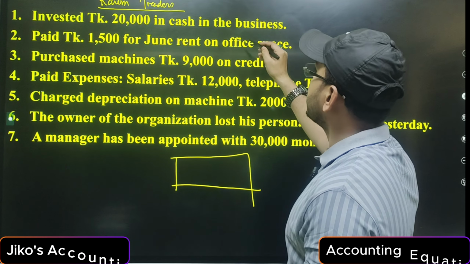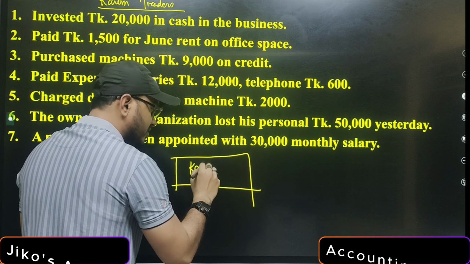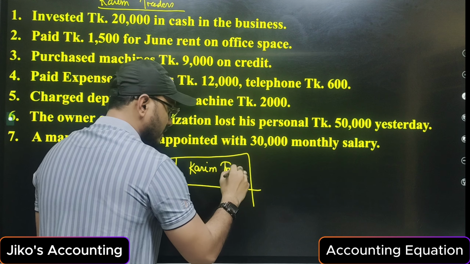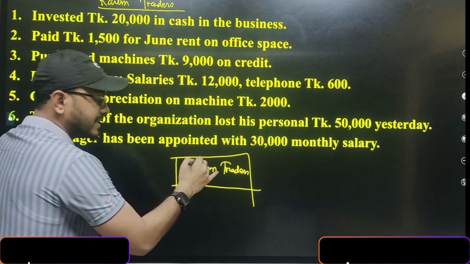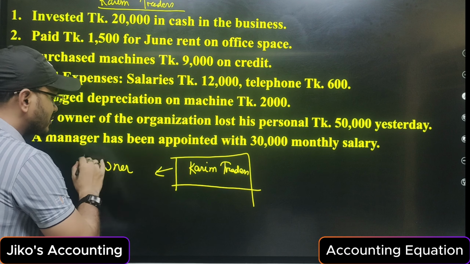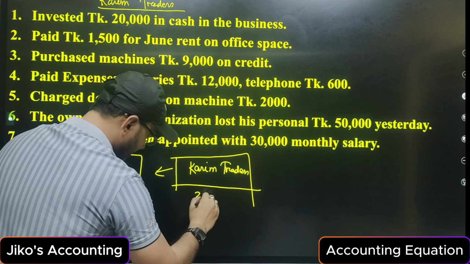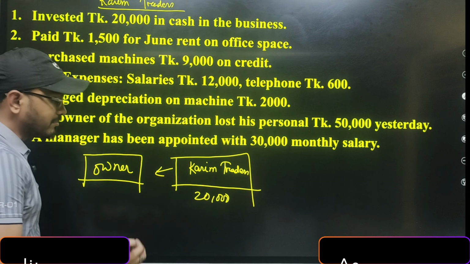Invested taka 20,000 in cash in the business. It's my business, Korim Traders. Okay, fine. Try to get this one. Korim Traders is my business organization's name. But we know that the owner is totally different from the organization. But the owner invested 20,000. Try to get this one.